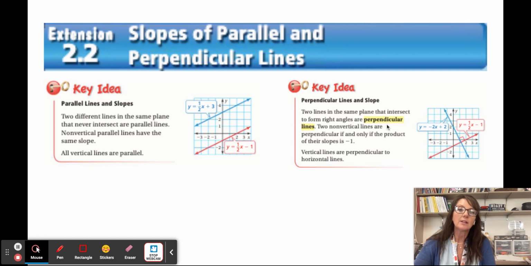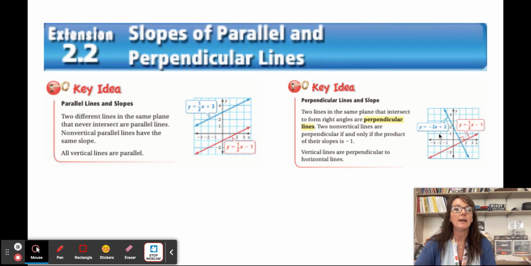For perpendicular lines, the two lines in the same plane will intersect to form a right angle, and they'll be perpendicular. What's true about their slopes is that the product will become -1. Also sometimes defined as negative reciprocals or opposite reciprocals of each other.